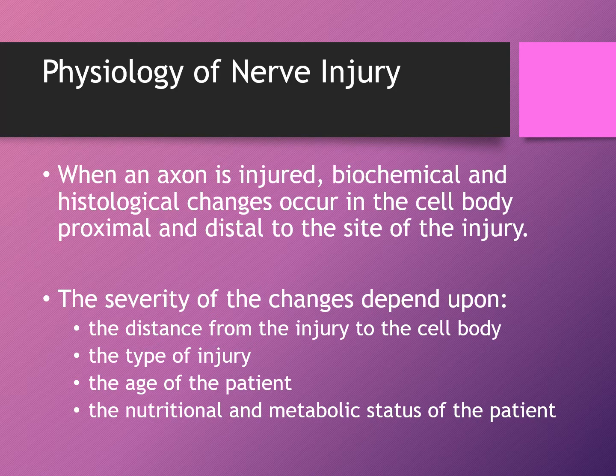When an axon is injured, biochemical and histological changes occur in the cell body proximal and distal to the site of the injury, and the severity of the changes depends upon the distance from the injury to the cell body, the type of injury, the age of the patient, and the nutritional and metabolic status of the patient. Proximal injuries usually are more severe than distal injuries, and crushing injuries are more severe than clean transections of the nerve. Older individuals sustain more severe injury in the nerve than younger patients.